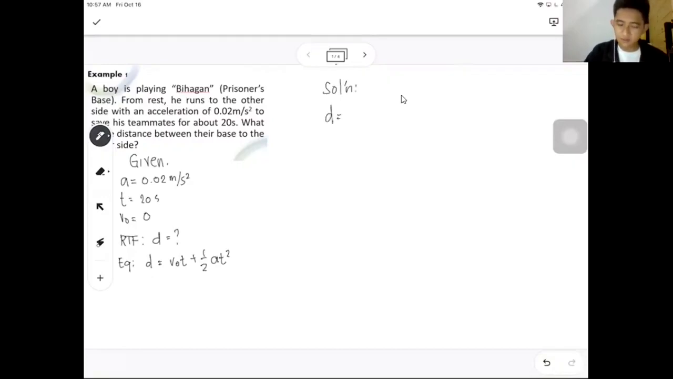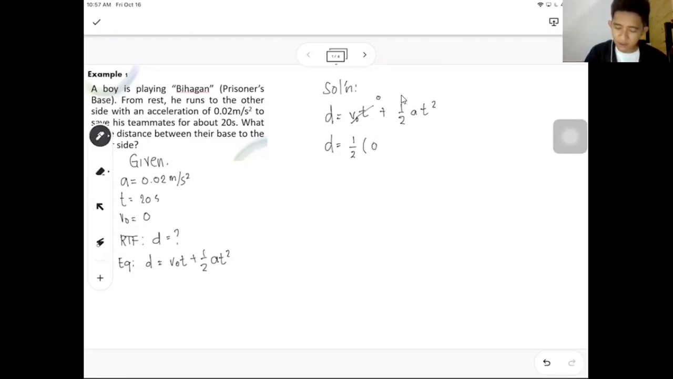So for our solution, d is equal to v sub 0 t. Sorry, let's erase that. We need to be very careful on writing our symbols. V sub 0 t plus 1/2 a t squared. So here we have to substitute. V sub 0 is equal to 0. Any number multiplied to 0 becomes 0, so we can cancel this out. So I have 1/2.